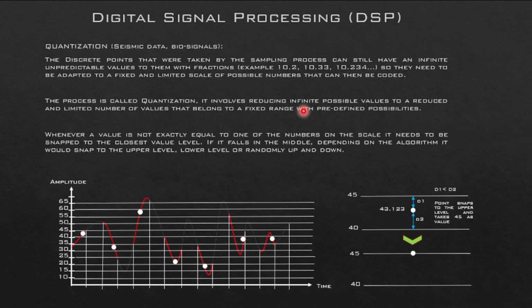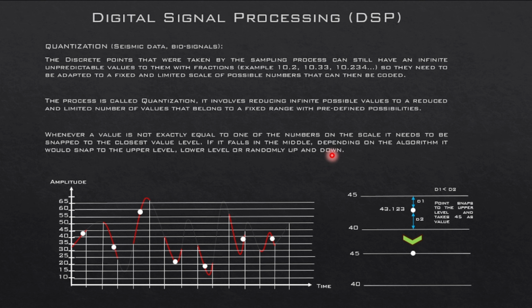It involves reducing infinite possible values to a reduced and limited number of values that belong to a fixed range with predefined possibilities. Whenever a value is not exactly equal to one of the numbers on the scale, it needs to be snapped to the closest value level, either up or down, above it or below it. Now, if it falls in the middle, depending on the algorithm, of course, it would either snap to the upper level or lower level, or randomly up and down. And by the way, in such a case, you would have the maximum error margin.